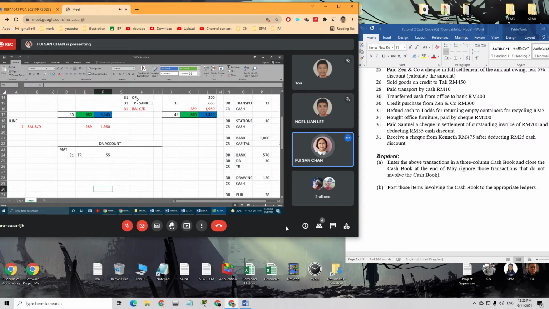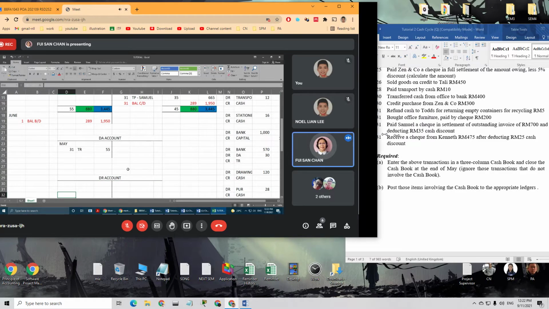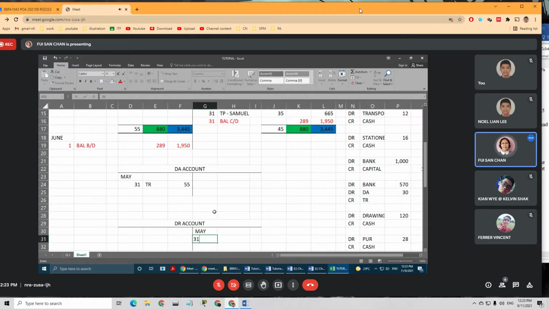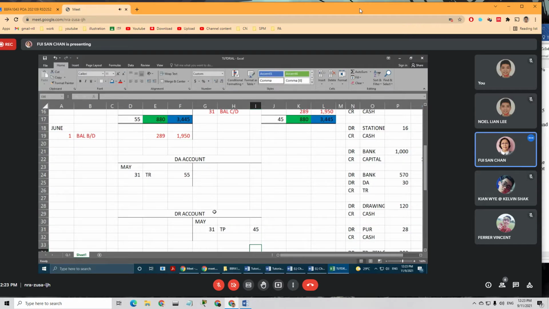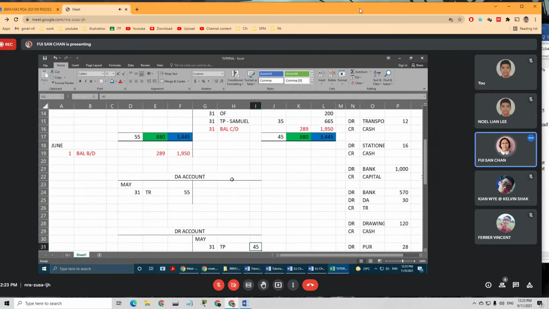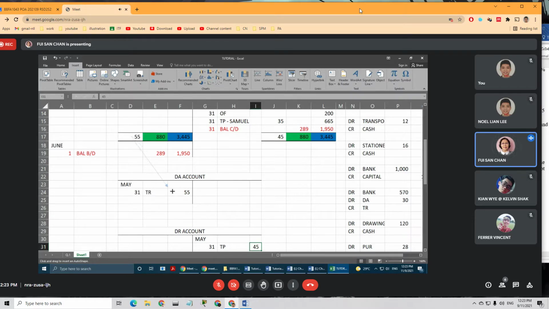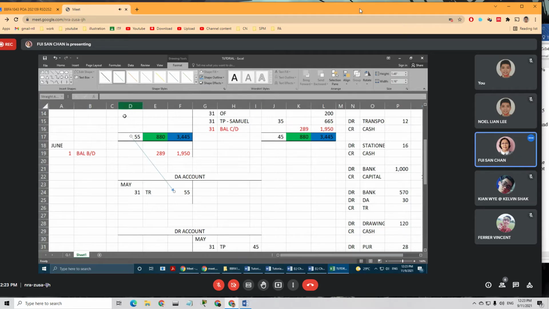Now, for discount received, we receive from our supplier, not give. Discount allowed, we give to our customer, but discount received, we receive from our supplier. So discount received is definitely on the credit side, and it's always on the last day, because we total it up after one month. This will be trade payable, and the total is 45. All right, okay. If I put an arrow, in my class I always like to use an arrow to point here and there. So this comes to here. Yeah, all right, okay.